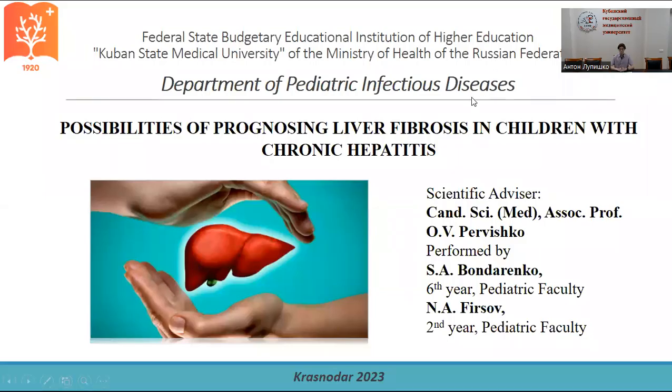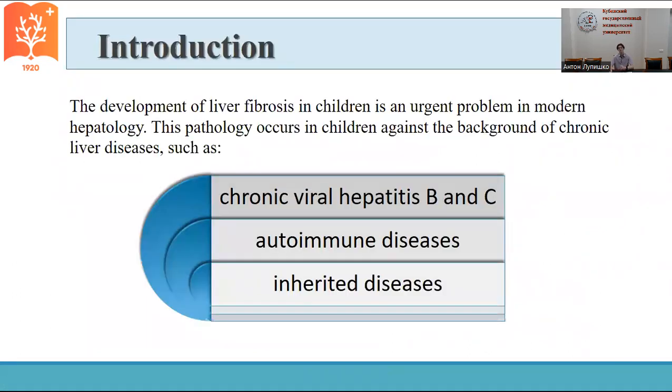Dear Expert Commission, the present research paper is devoted to the topic: possibilities of prognosing liver fibrosis in children with chronic hepatitis. So let's get closer to our subject. The development of liver fibrosis in children is an urgent problem in modern hepatology.